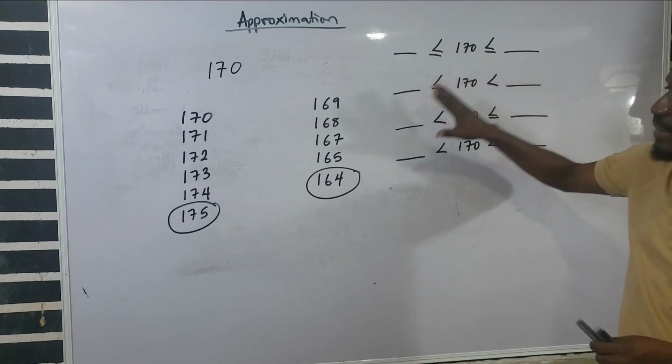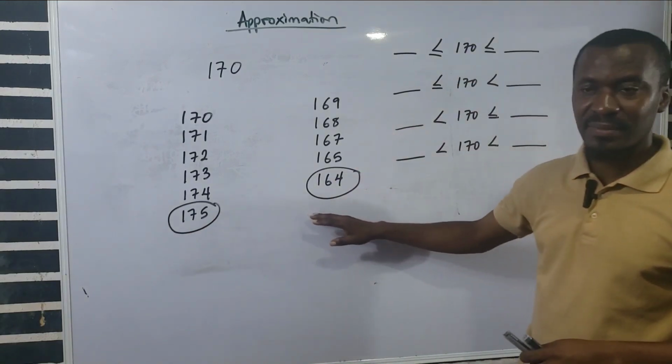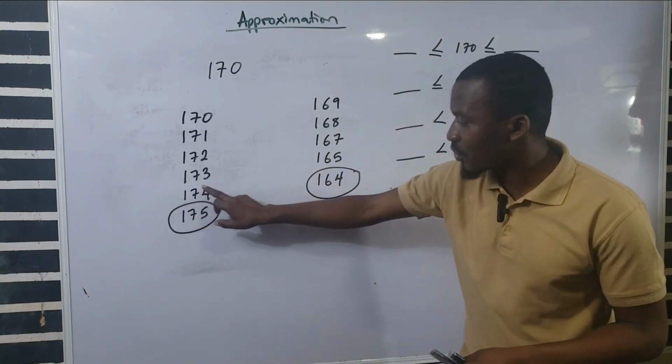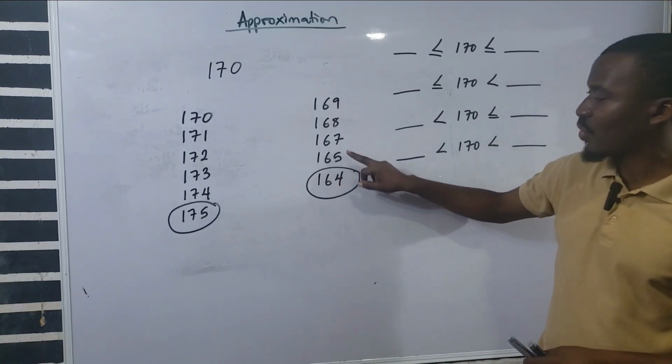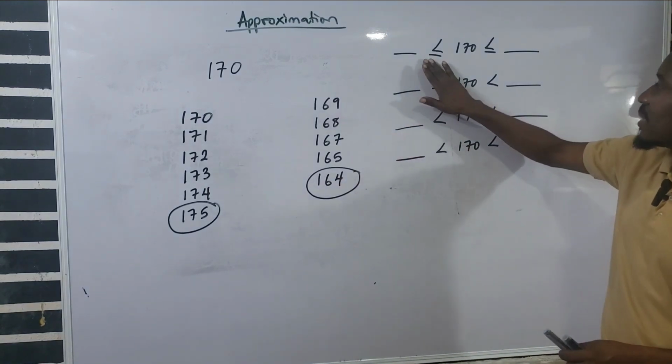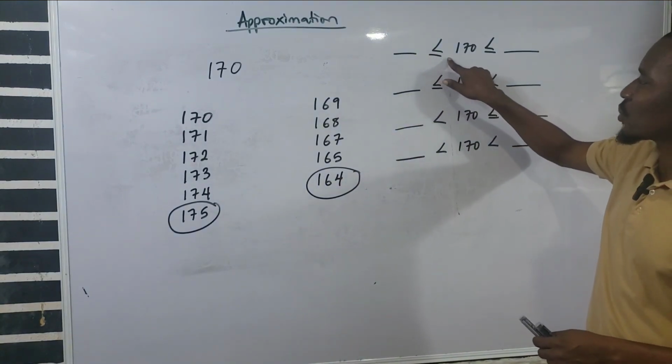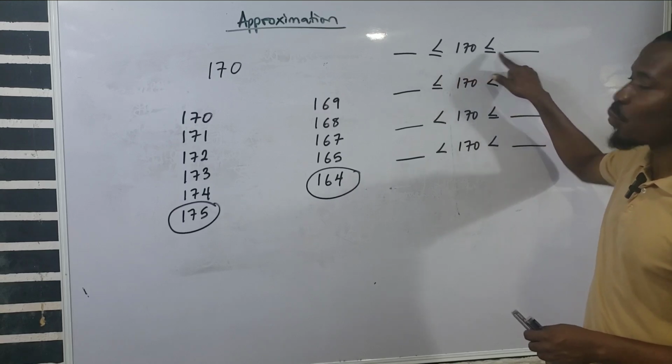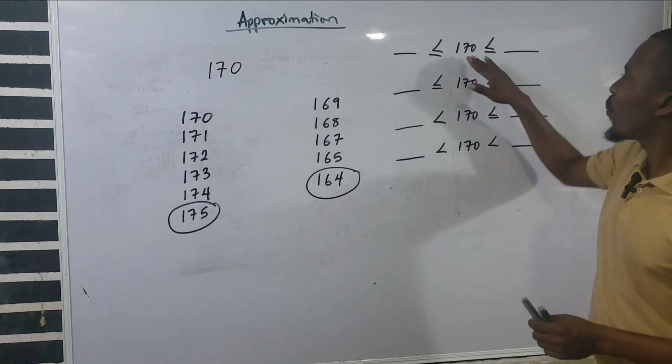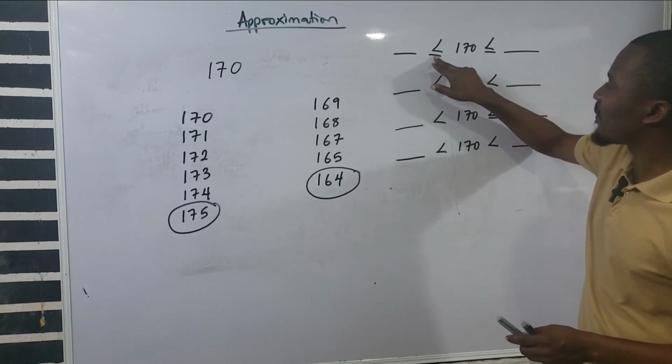Different inequality determines what I will write, whether I'm going to write this or I'm going to write this. Now look at this. They say less than or equal to. So which number can we put here if I have less than or equal to?